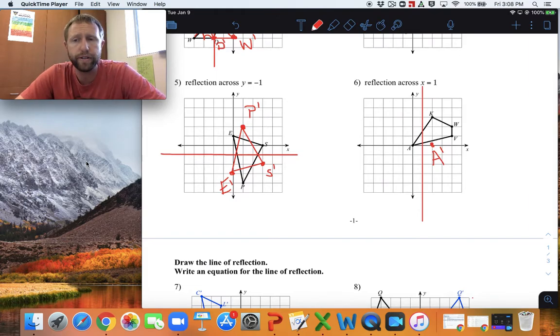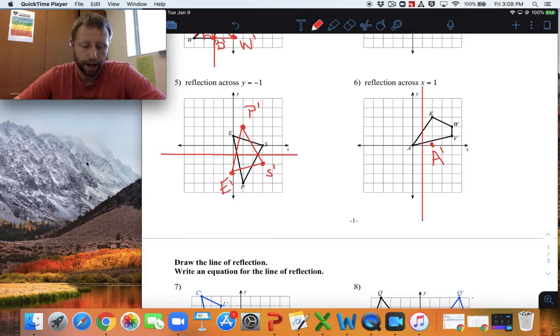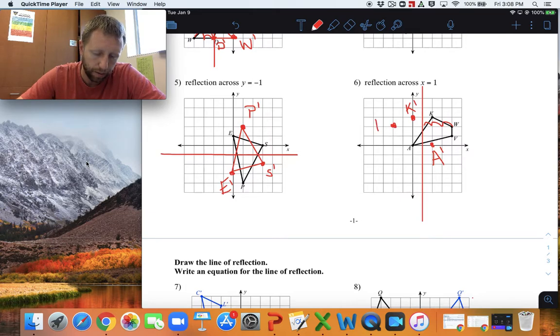For all the other points, they're on the right side of the line of reflection, so I'm going to move them over to the left side. I'll start with K. It's 1 spot to the right. I'm going to move it 1 spot to the left. There is K prime. For W, if I count that, 1, 2, 3 spots. So I'm going to go over 1, 2, 3 spots. And that is W prime. And then finally for point V, it's also 3 spots.